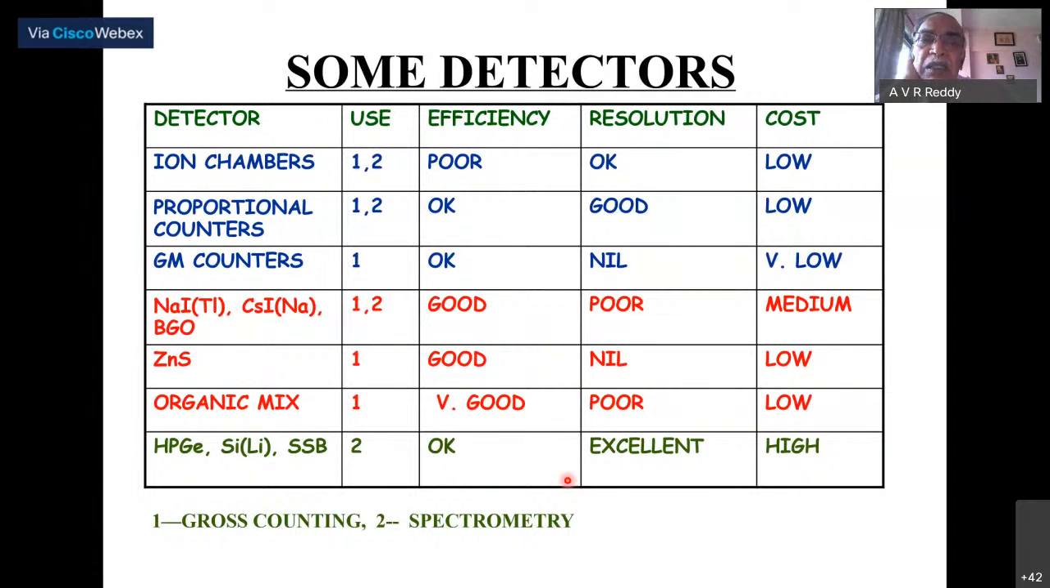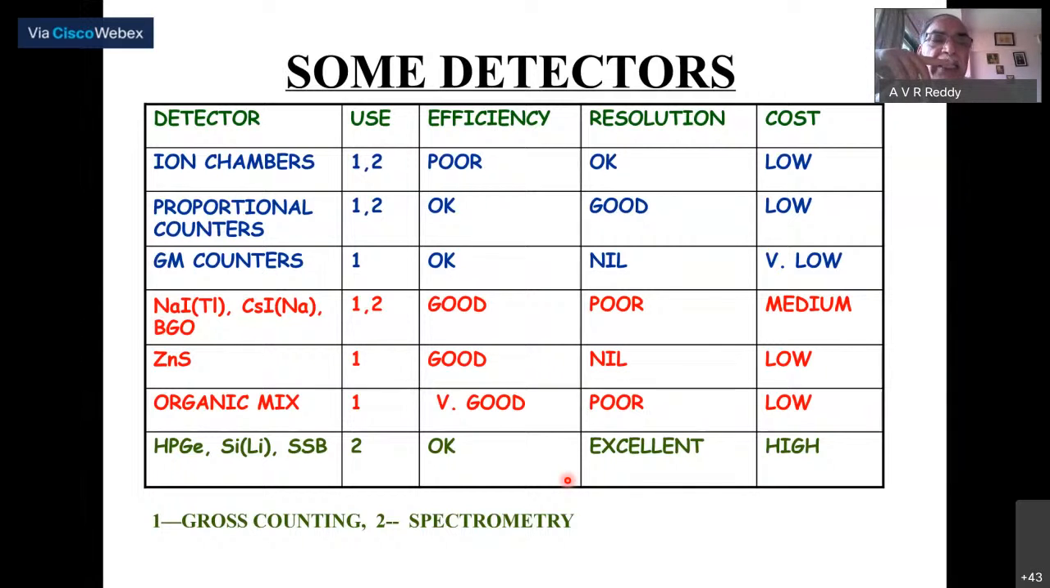GM counters are the cheapest and oldest detectors. In the 20s and up to the 30s of the last century, these were the only detectors that were used. Their efficiency is good. And of course, there is no resolution because they are only useful for gross counting, which I will explain in the next 3-4 slides. And the price is absolutely low.